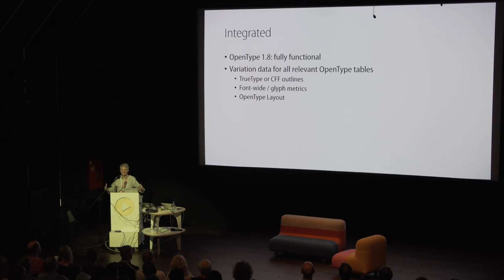OpenType Font Variations is integrated fully into the OpenType spec. We've got variation data for all of the relevant OpenType tables. So OpenType supports different outline formats, and we support variations for both of those, for both TrueType and CFF outlines. Variations for font-wide or glyph metrics. Variations for the OpenType layout tables. The only existing limitation for now is that we don't have support for variation of SVG or math tables.